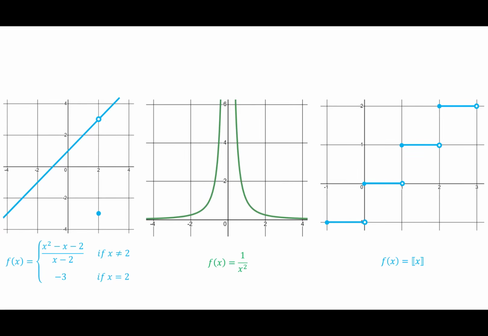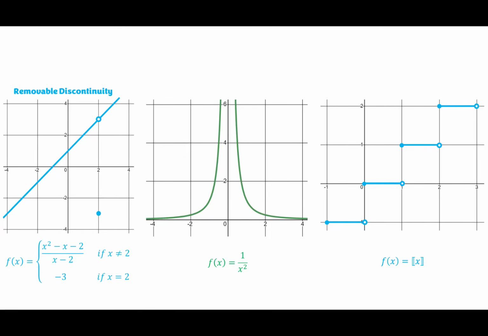This function on the left is a piecewise function. It's defined in pieces. One part of it is a rational function. It's not defined at x equals 2. And it's what we call a removable discontinuity. And the reason it's named that is because imagine you remove a point from the curve. In this case, we define the function to have a value of -3 at x equals 2.